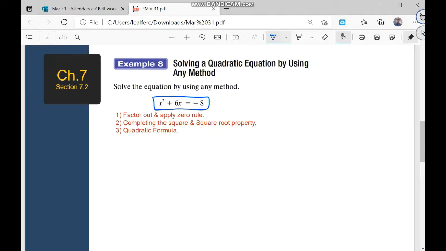Method 1, 2, or 3. Send me a message. Tell me which one you're going to pick. You're going to tell the method to use. Method 1, factor and apply the zero product rule. Number 2, completing the square and the square root property. Or number 3, the quadratic formula. Send me a message now.